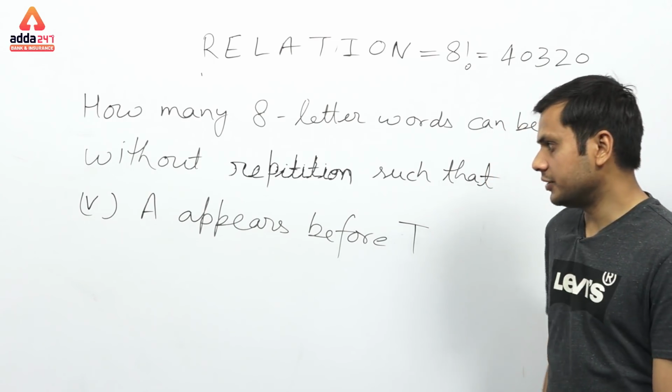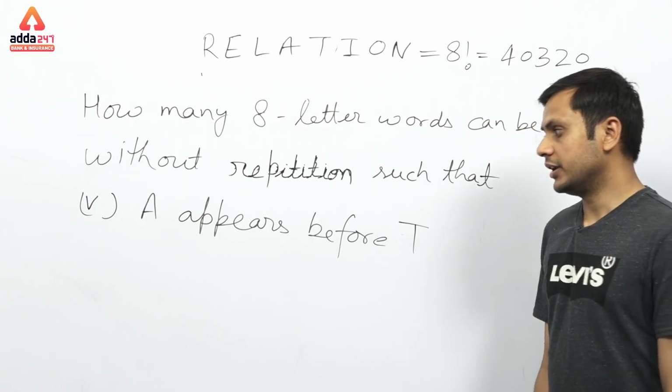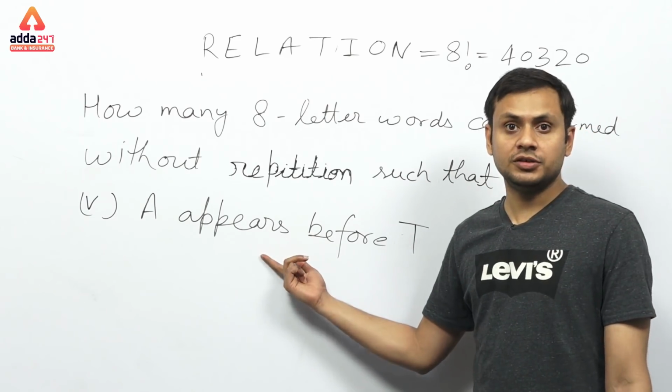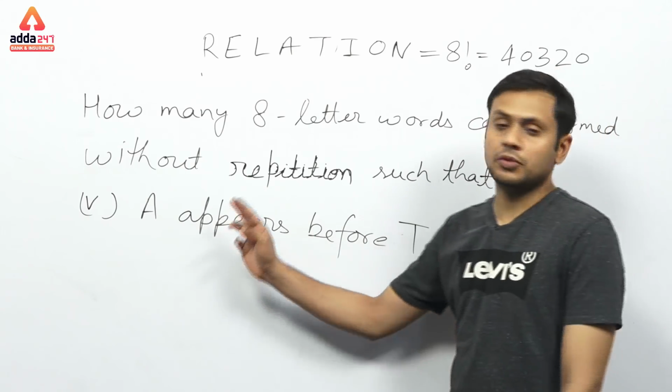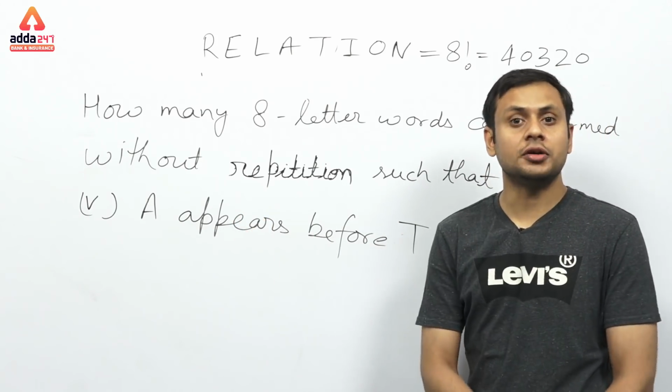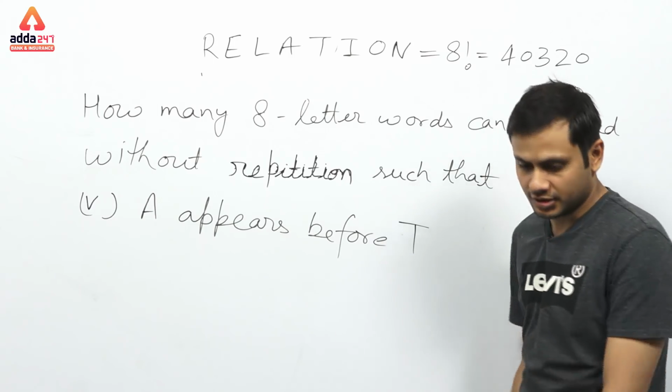So nowhere it is written that immediate, right? So there can be no letter between these two. That means A appears immediately before T, or there is one letter between these two, or 2 or 3 or 4 or 5 or 6, right? Can be anything, right?